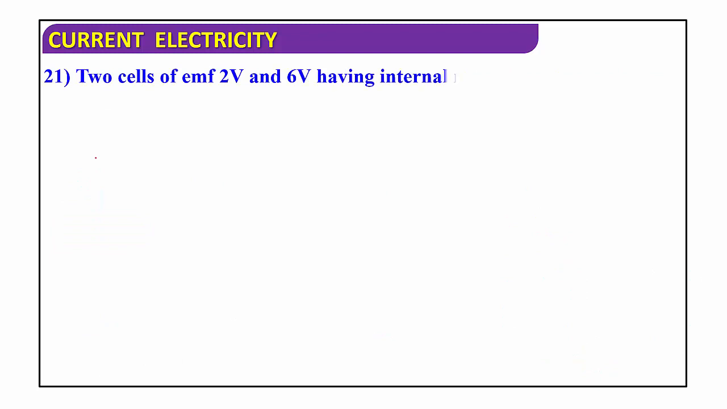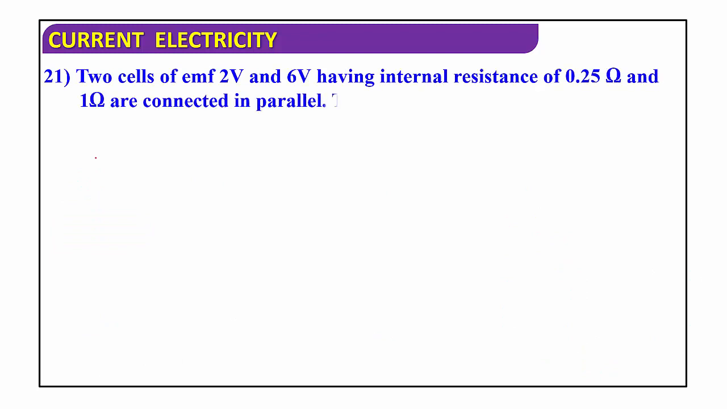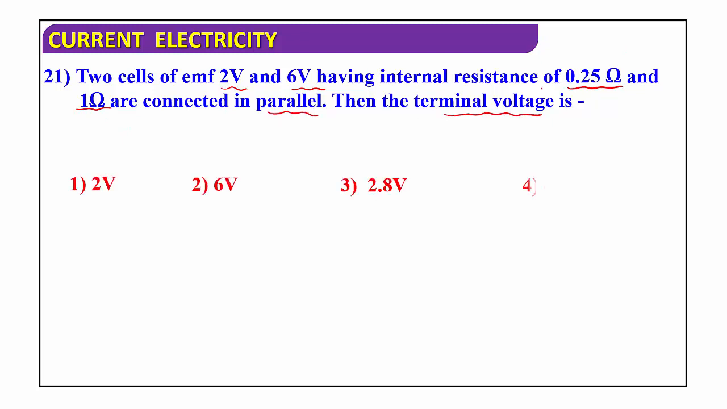Come to the next question, 21st question. Yes. The question is, two cells of EMF 2 volt and 6 volt. Totally there are two cells, 2 volt and 6 volt, having internal resistance 0.25 ohm and 1 ohm connected in parallel. Then the terminal voltage is, yes. Come to the solution. Directly we have the equation. Cells are connected in parallel. We already derived this equation, E1 R2 plus E2 R1 divided by R1 plus R2.